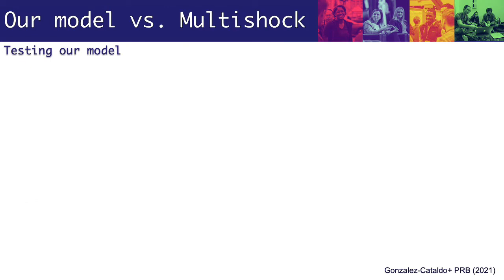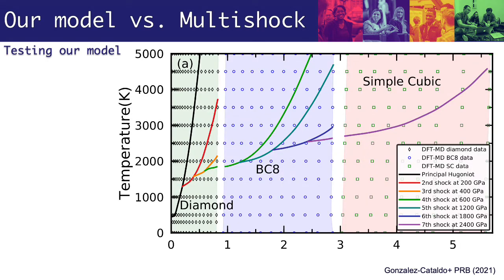So how can we validate our model? Since there are no temperature measurements in the experiments yet, we decided to compare it with a multi-shock Hugoniot scheme. And the way this operates is the following. We used an equation of state for carbon that includes the diamond, BC8, and simple cubic phases. And with this equation of state, we're able to solve the Rankine-Hugoniot equations, as I explained before, to obtain the principal Hugoniot curve for carbon.